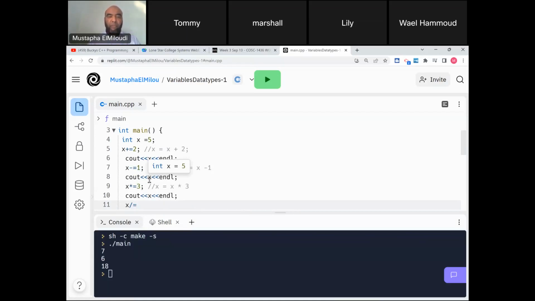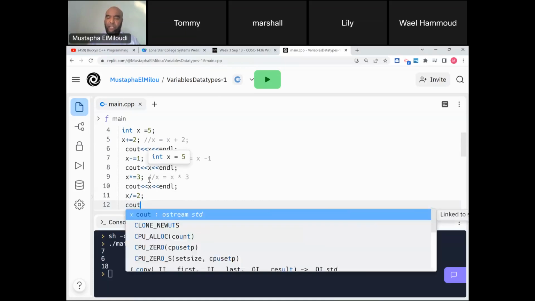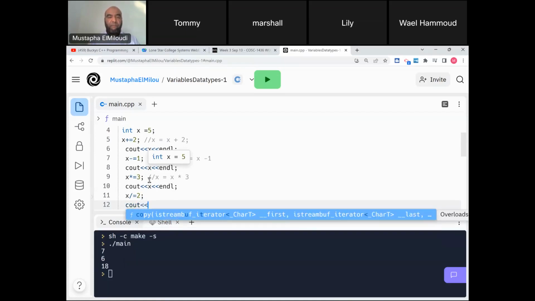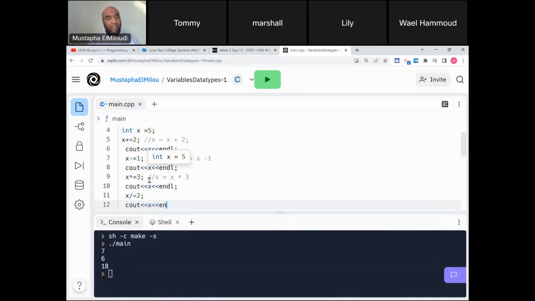Okay, so if I put this now, what is the value of x now? Anybody? That would be 9, right? Exactly, 9. Why? Because the last value was 18, right? When I multiplied by 3, I got 18. Now I divided by 2, I got 9. See, that's all it means.